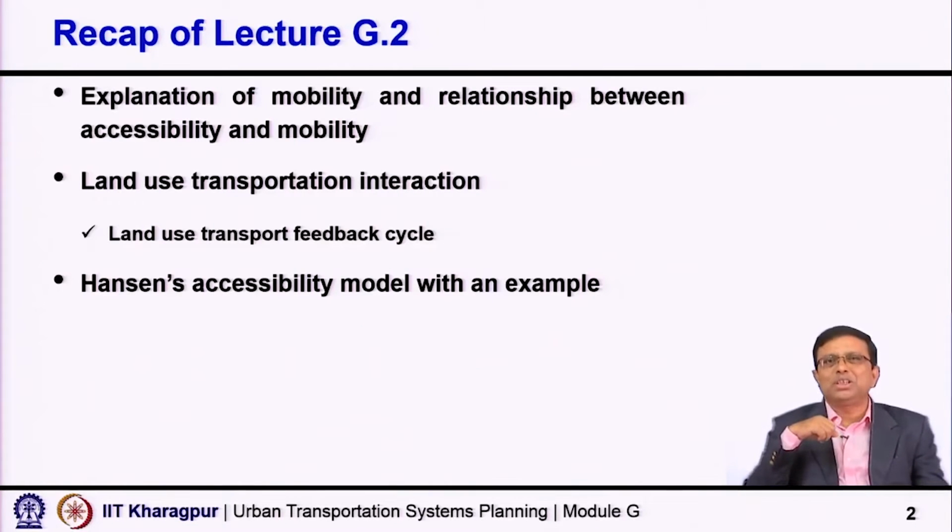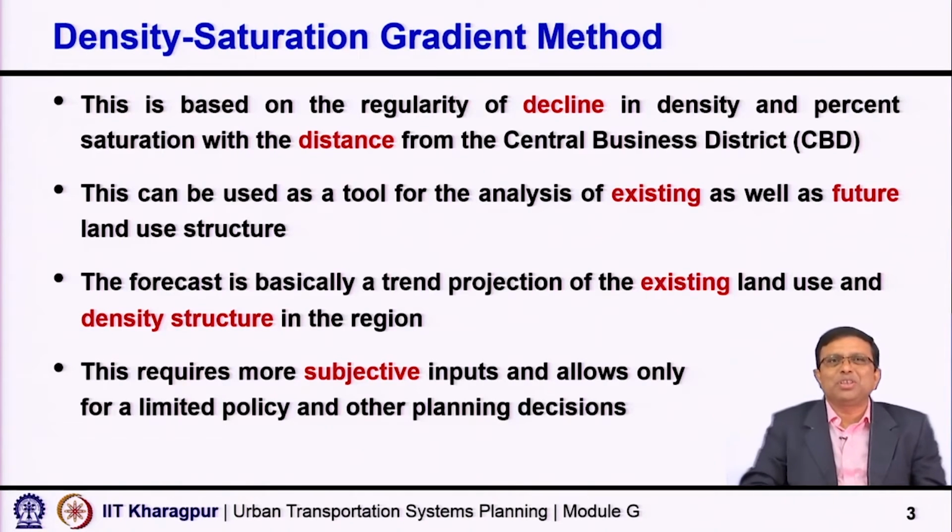So, now we shall discuss in this lecture two other modeling approaches for getting the population distribution. The first one is the density saturation gradient method. This is based on the regulation of decline in density. We are saying that density and percentage saturation both will decline with the distance from the CBD.